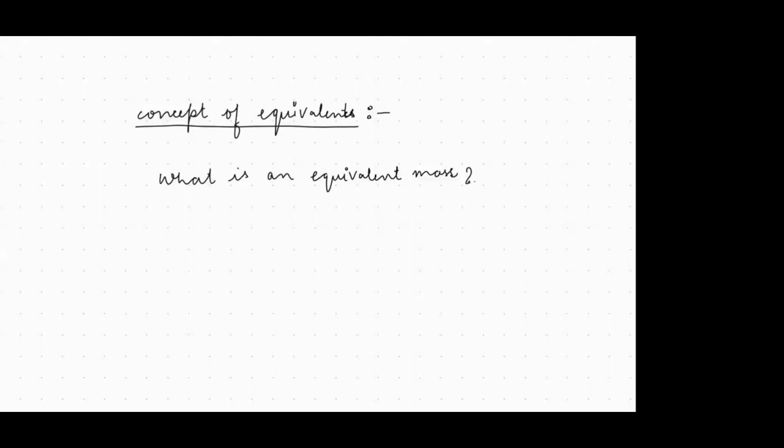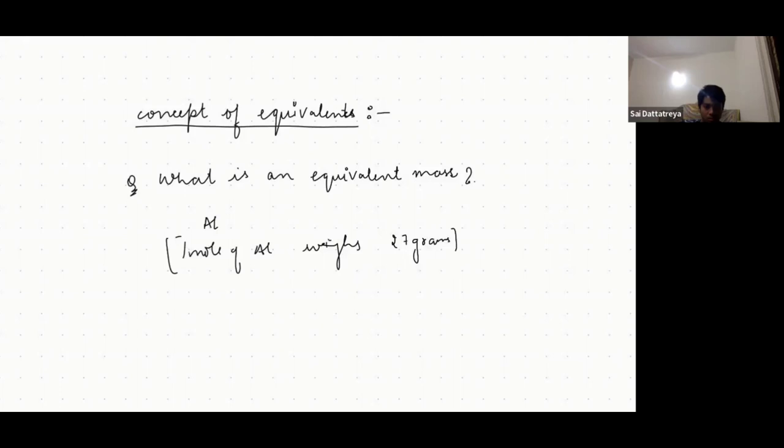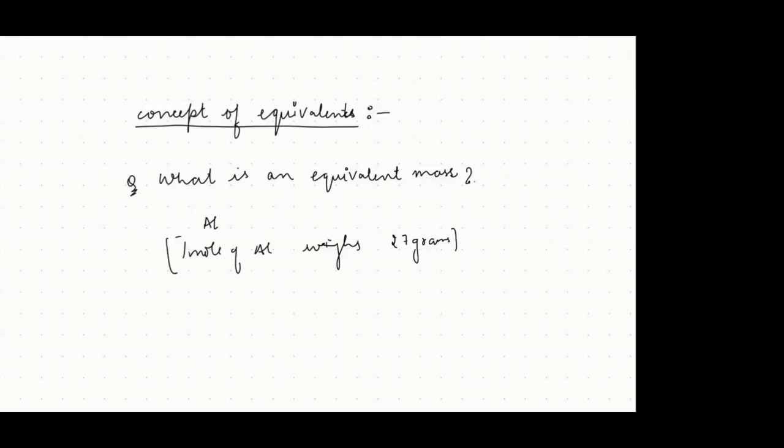Now, what did it say? It says that let's suppose we have aluminium, right? So, for that, we know that 1 mole of aluminium weighs 27 grams. Yes or no? 1 mole of aluminium weighs 27 grams. Am I right? Yes. So when 1 mole of aluminium weighs 27 grams, what does that mean?